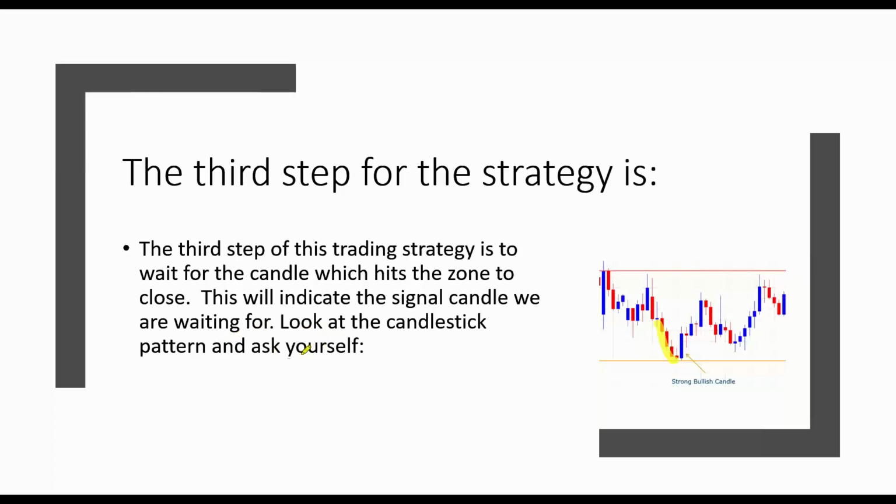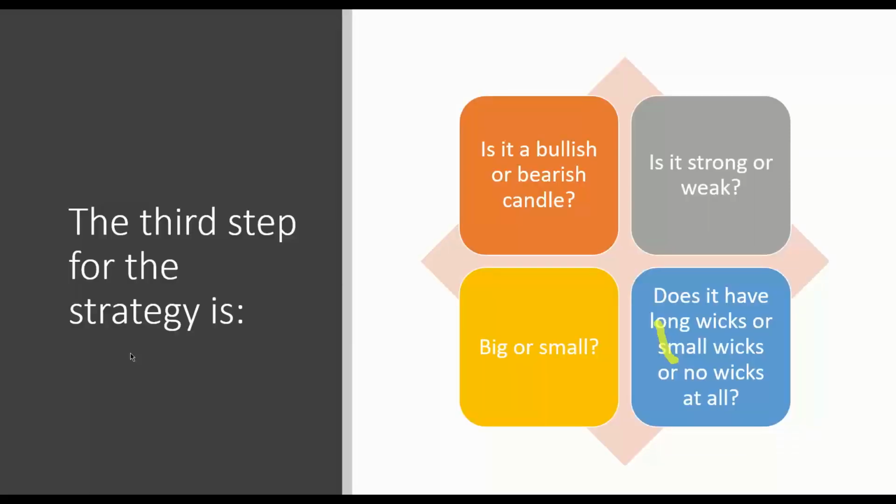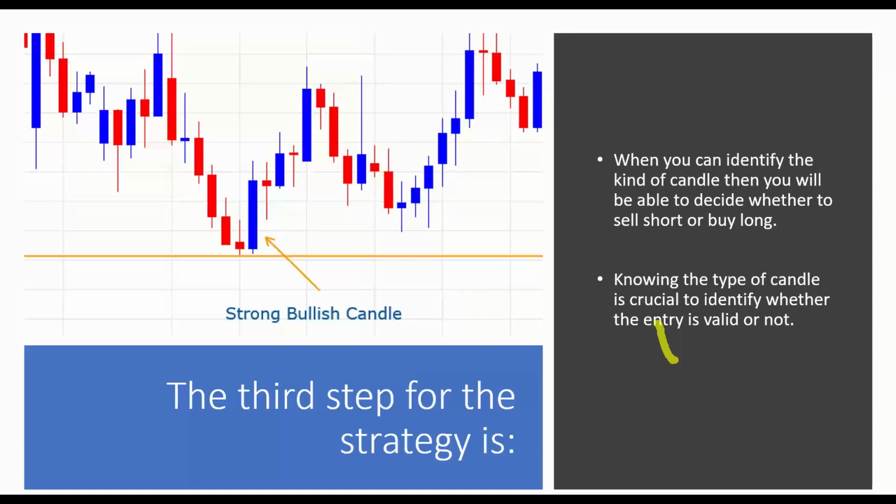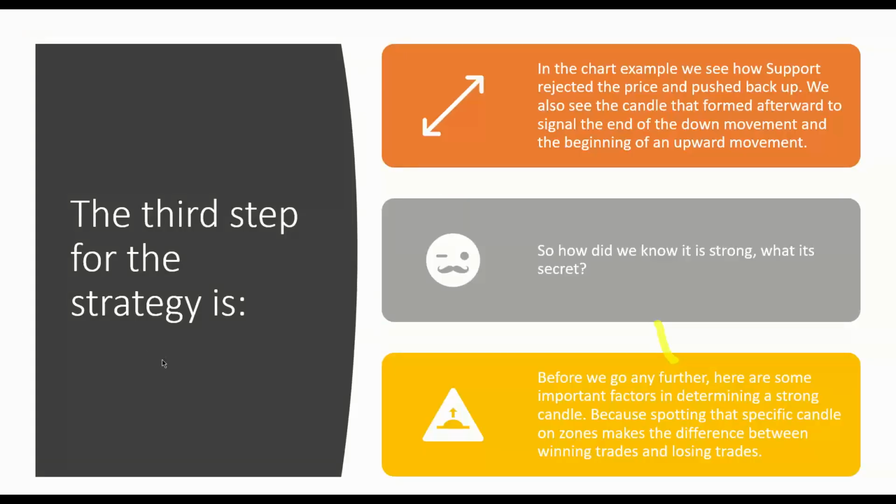Look at that candlestick pattern and ask yourself a very important question. Is it a bullish or a bearish candle? Is it strong or weak? Is it big or small? Does it have long wicks or small wicks or no wicks at all? When you can identify the kind of candle, then you will be able to decide whether to sell short or buy long. Knowing the type of candle is crucial to identify whether the entry is valid or not.